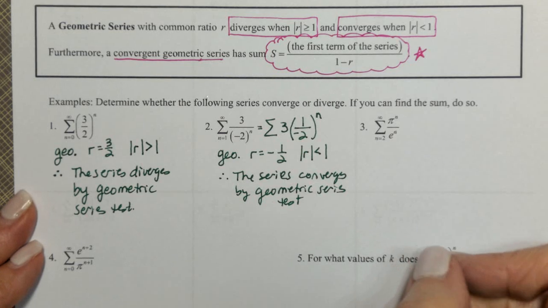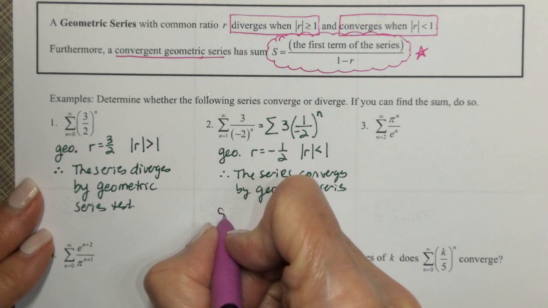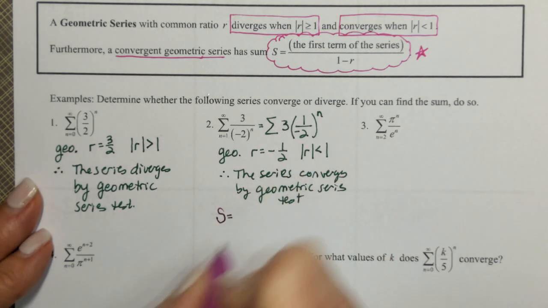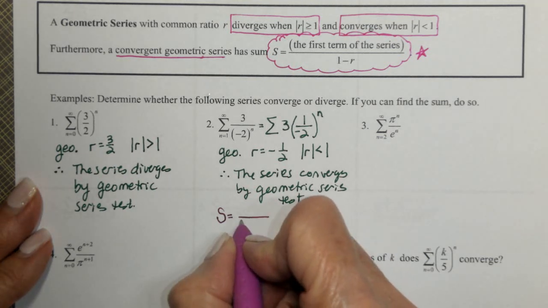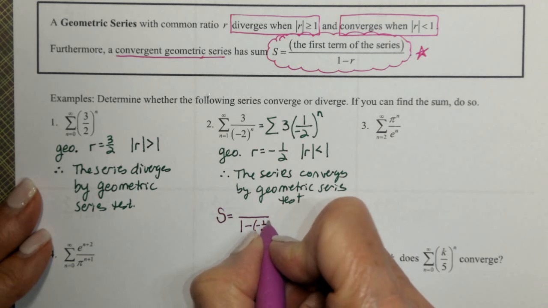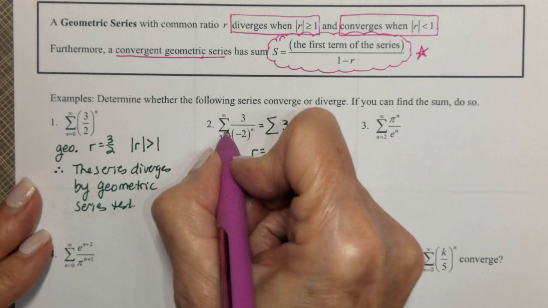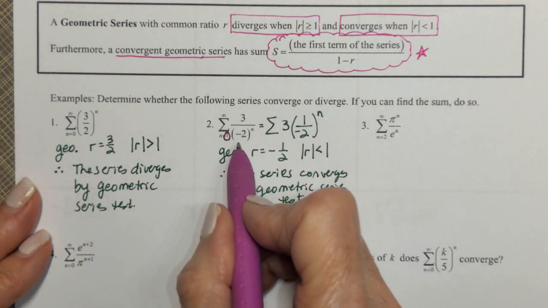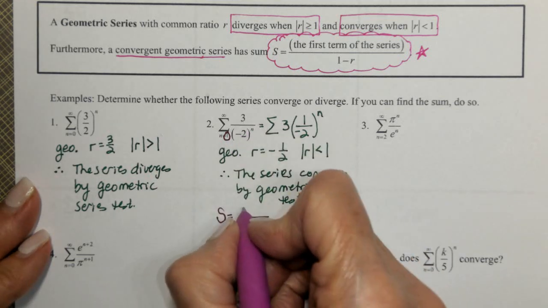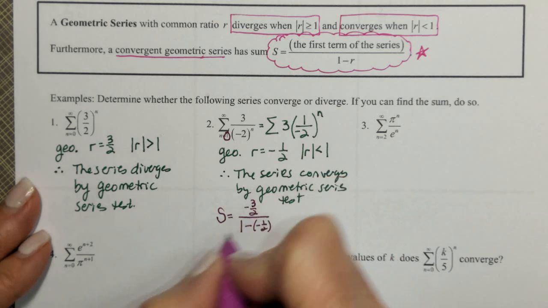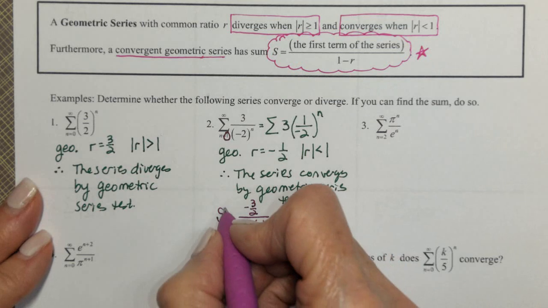And since it converges, we can find its sum. The sum, capital S, is the very first term over 1 minus r. Well, I know on the bottom I'm going to have 1 minus -1/2. What is the very first term? The very first term occurs when n is 1, so this will be 3 divided by -2 to the first power. That is -3/2. So the very first term is -3/2. This would be a safe stop spot for finding the sum.